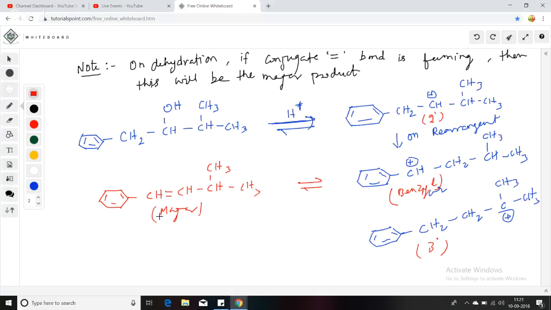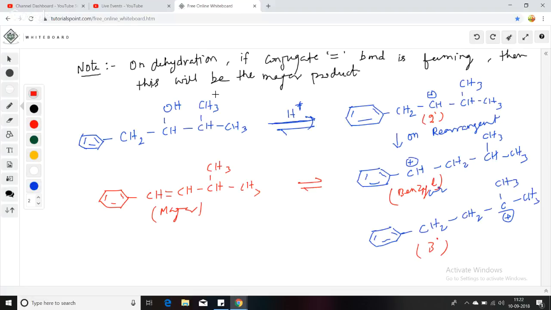So two logics we can put into this. When we take this as the major intermediate, according to this, we'll get this product. And in this product, you see conjugation is there, pi, sigma, pi. Because of this removal of H plus, we are getting a conjugated system. That's why this is the major product. Another reason is this benzyl carbocation, the most stable carbocation. That's why the major product forms according to this only.